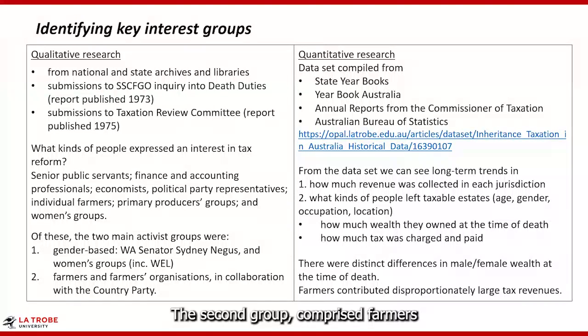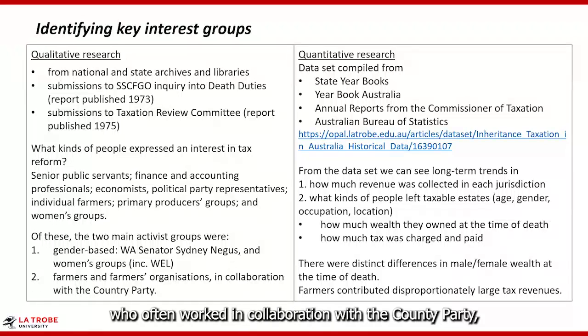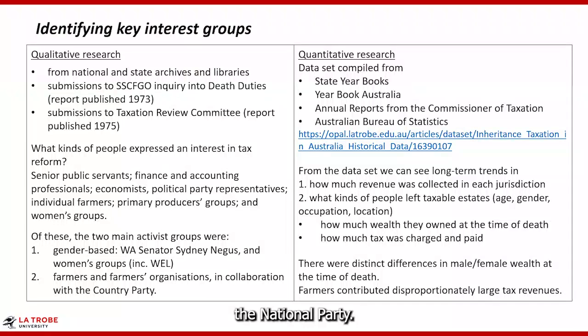The second group comprised farmers and farmers' organisations who often worked in collaboration with the Country Party, the National Party. This group tended to argue for full abolition on the basis that the taxes were harmful to family farm enterprises, and most family farms were only inherited by men.